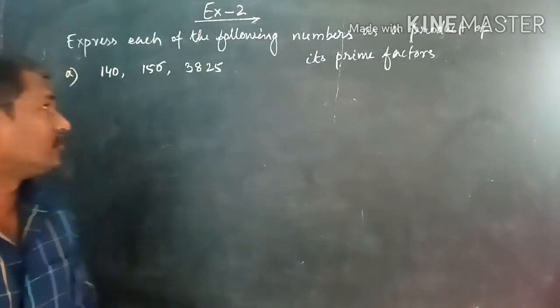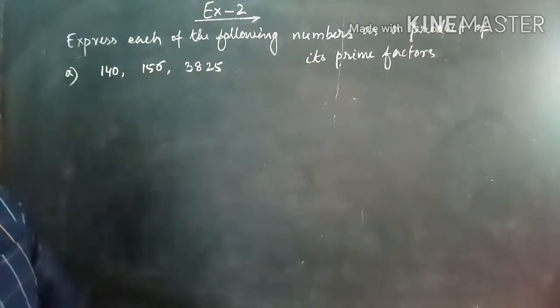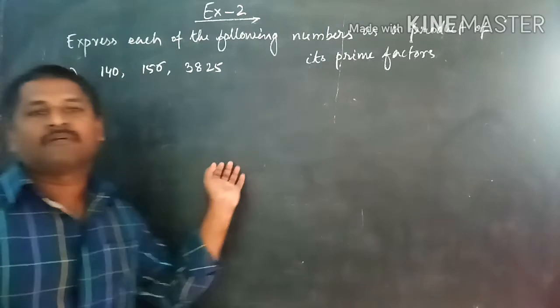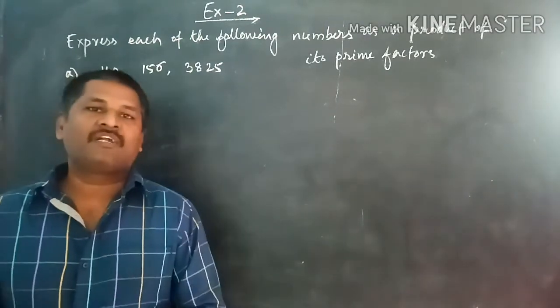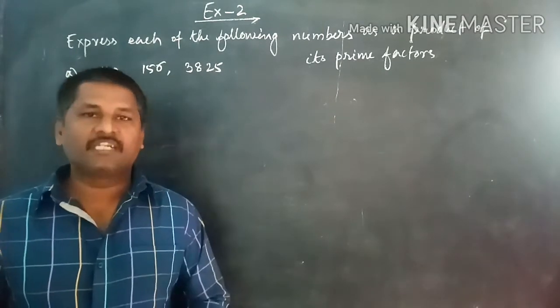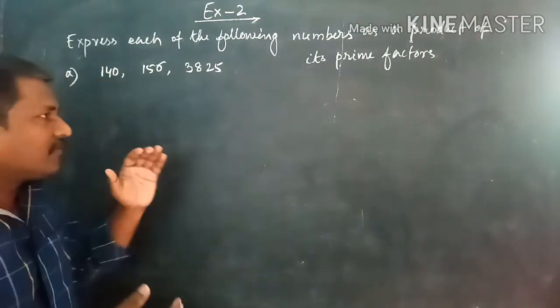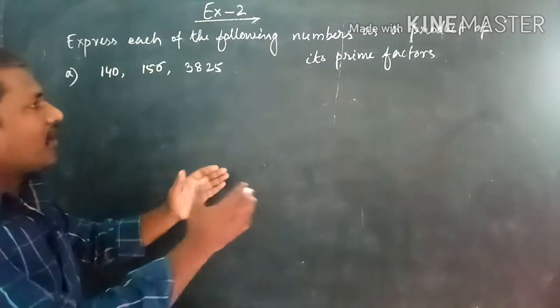Start exercise 2. Express each of the following numbers as a product of its prime factors. Now here some numbers are given. We have to convert each of them into the product of its prime factors. Let us start how to express the given numbers into product of prime factors.